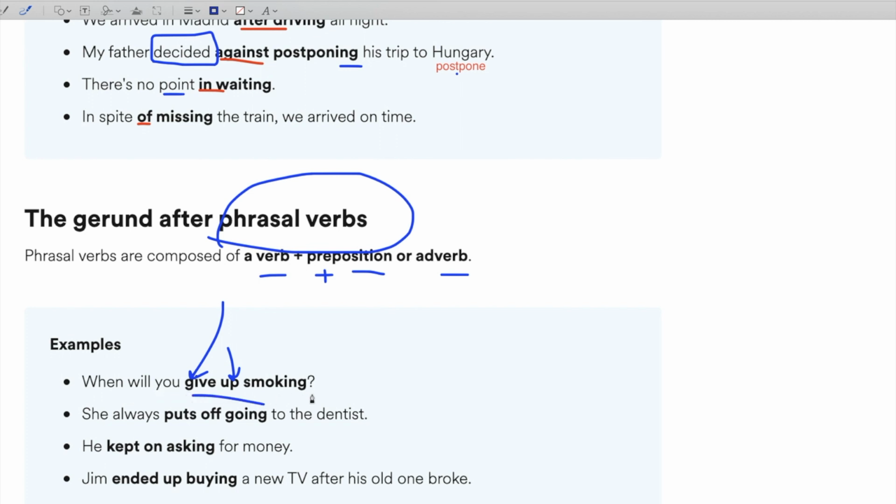My phrasal verb, smoking. So phrasal verb, and then you have your gerund, right? Okay, sorry, that's a G. Your gerund. Okay, she always puts off. Puts off means to delay. It means you push it back for a later time. Let me make this bigger so I can show you. So puts off, here. Okay, so let me write these down.